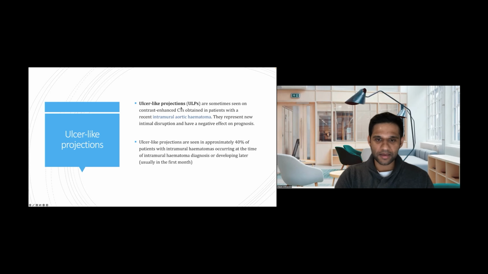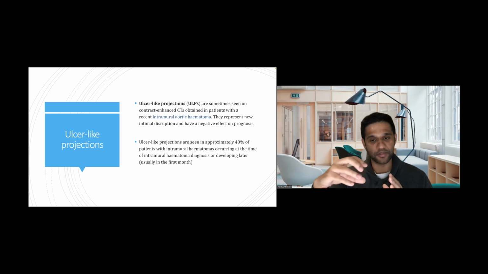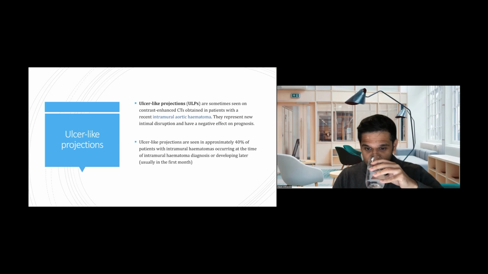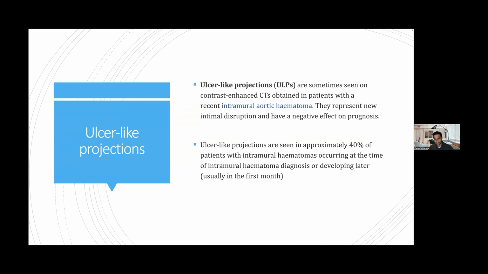Now, ulcer-like projections are sometimes seen on the contrast-enhanced CT in patients with a recent aortic intramural hematoma. You can think of them like diverticular disease, when you get outpouching of the intestinal wall. It's a bit similar to that. You get outpouching of the aortic wall. These things are not very common, but in the case of a patient with an IMH, about 40% of these patients will have ULPs.